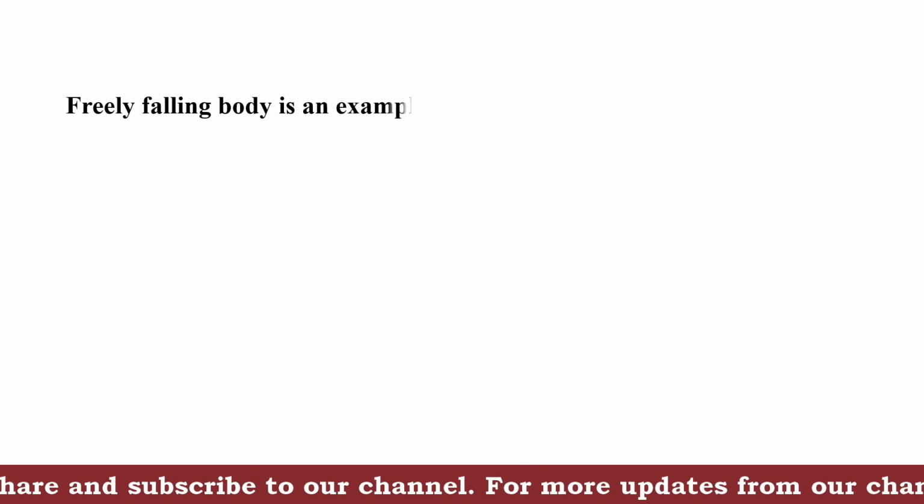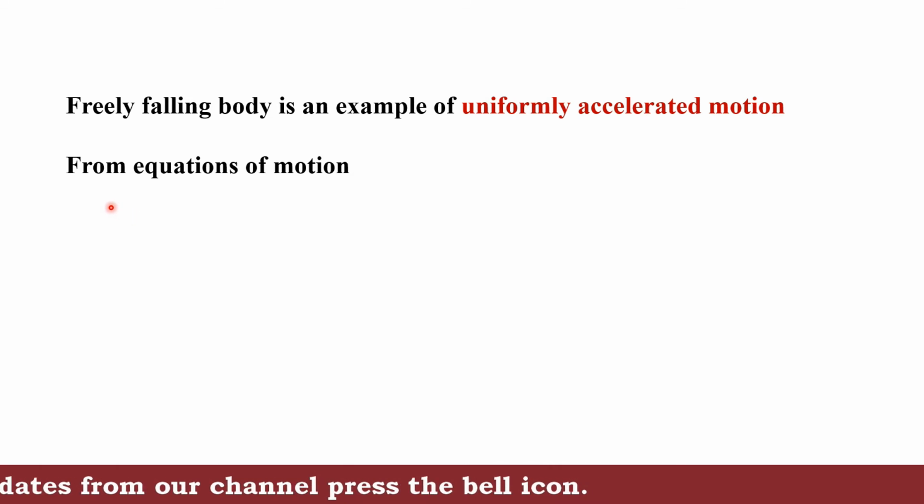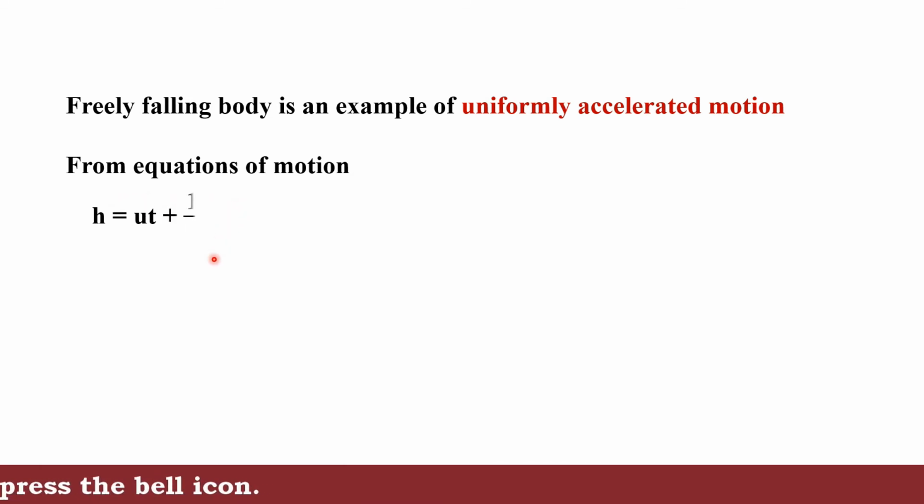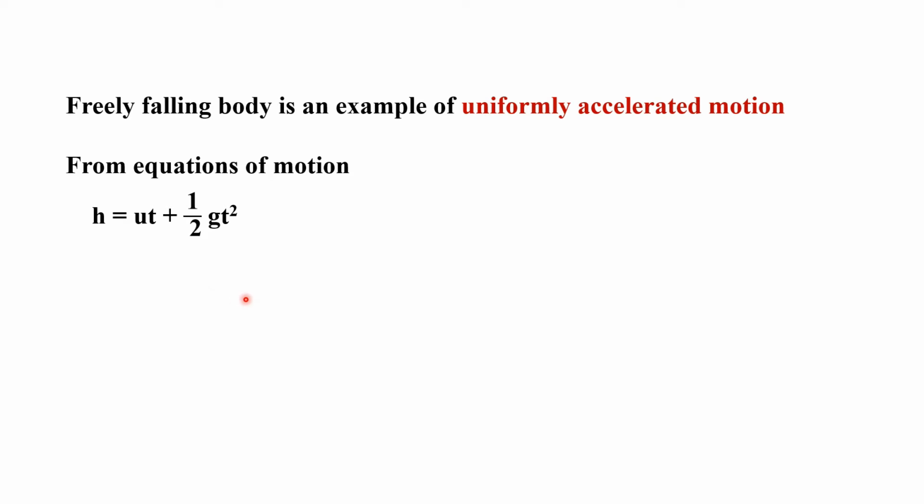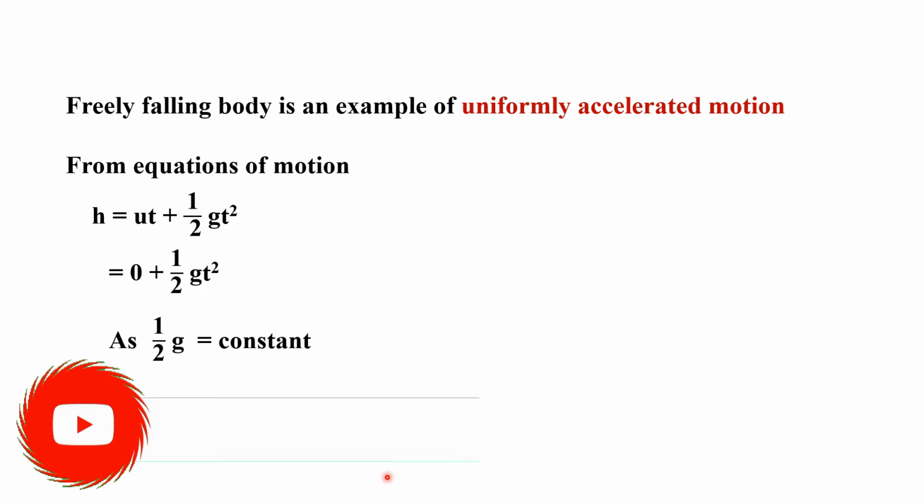Next, a freely falling body is an example of uniformly accelerated motion. From the equations of motion, h is equal to ut plus half gt square. Substituting u is equal to 0, we get h is equal to half gt square, as half g is a constant. So h is proportional to t square. Distance travelled is directly proportional to the square of time. So option 4 is correct.